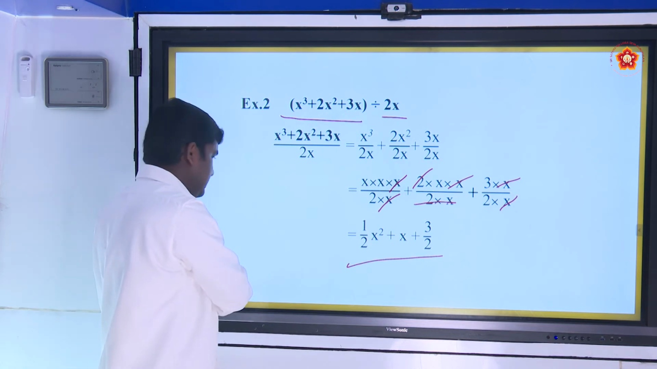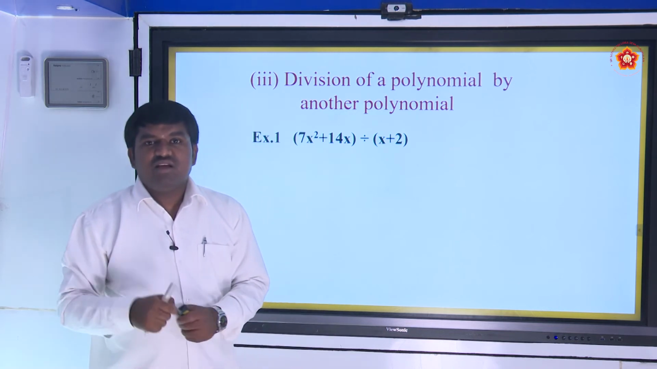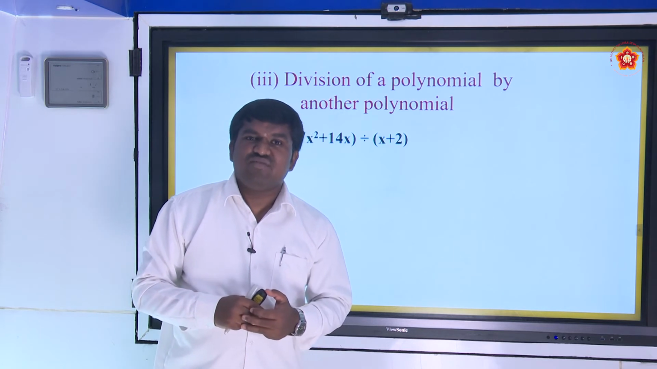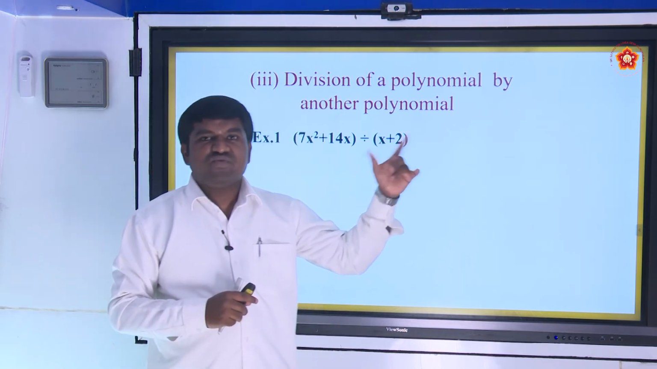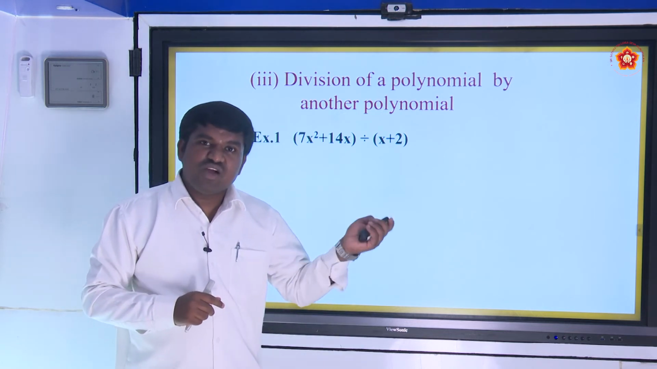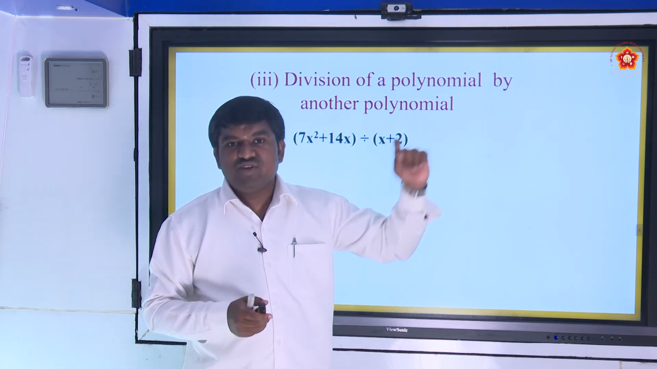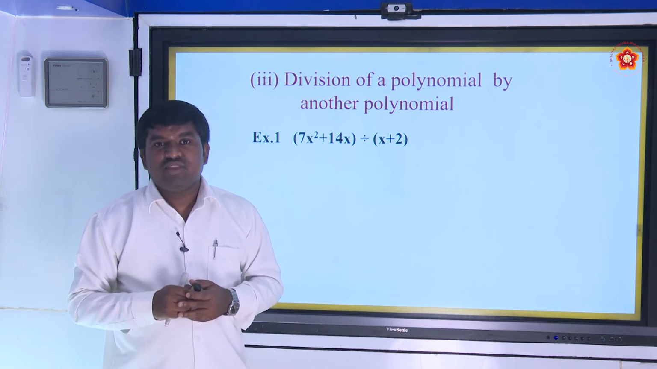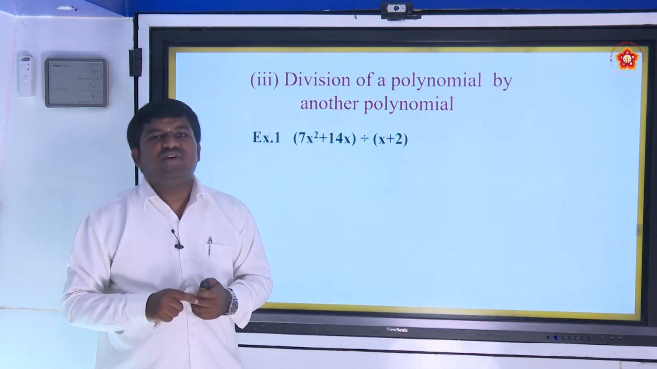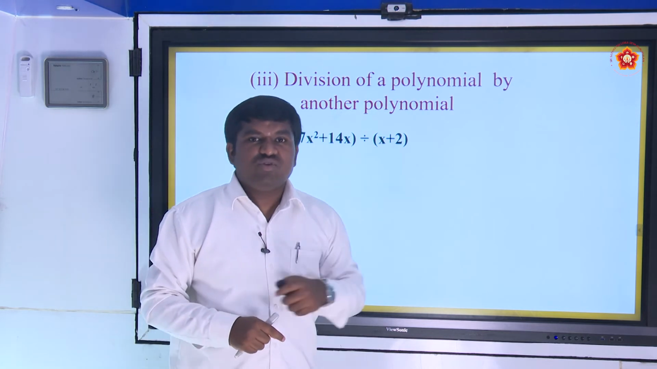Next, division of a polynomial by another polynomial. If we have monomial by monomial, we write the irreducible form of numerator and denominator and cancel the common factors. If we have polynomial by monomial, we simply convert it to monomial by the distributive law, next write the irreducible form and cancel the common factors. Here the third one is division of a polynomial by another polynomial.